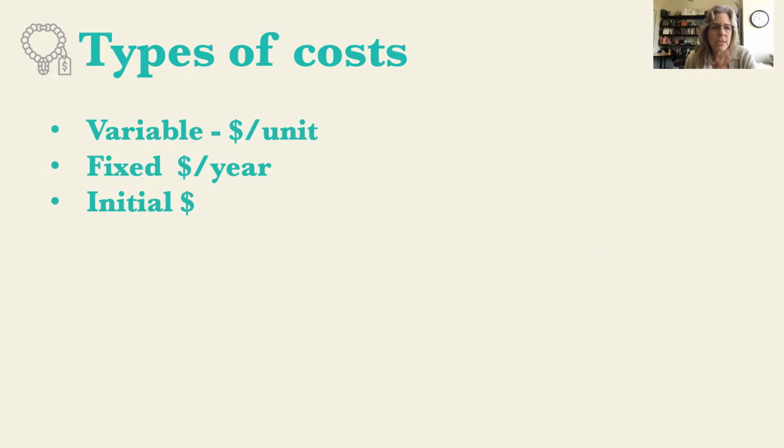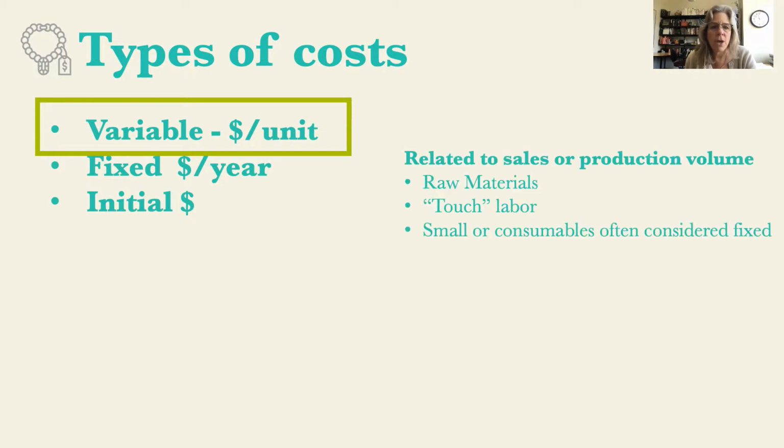The first is variable costs, and these costs are related to sales or production volume, which means that for every extra item sold, we will incur a particular dollar amount increase in costs. This would be something like raw materials, where we have to buy the items and then resell them, or touch labor, which is labor that is adding value to the product.